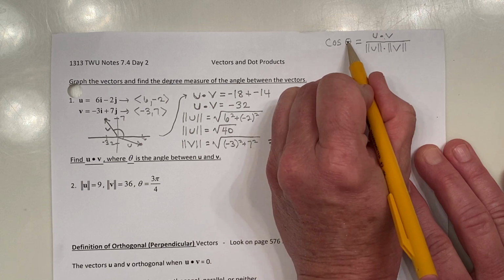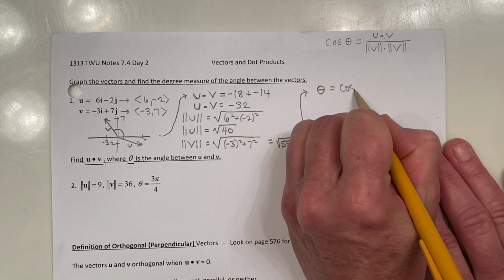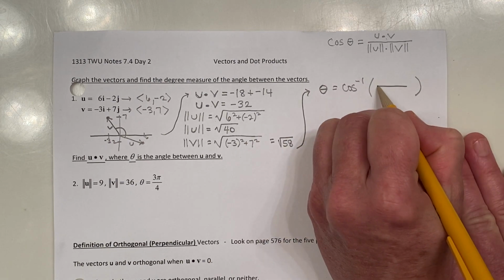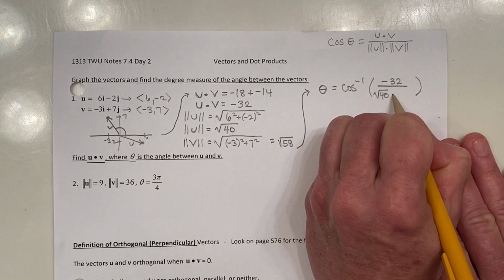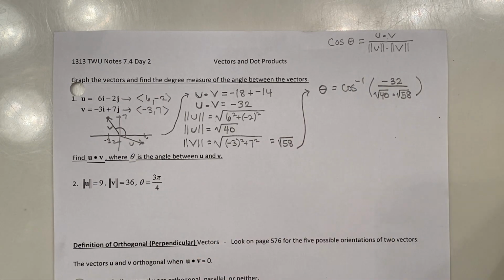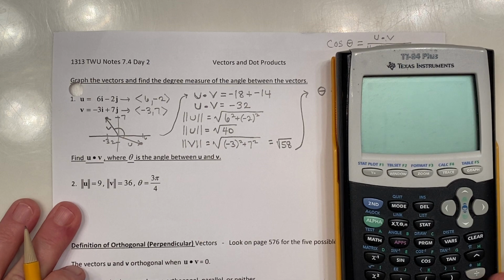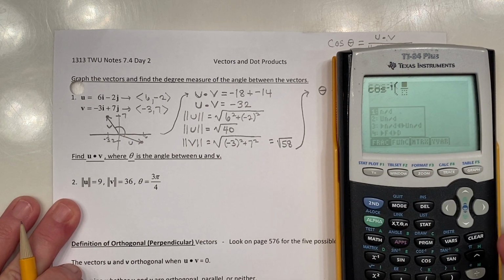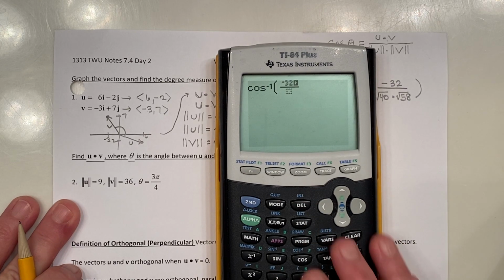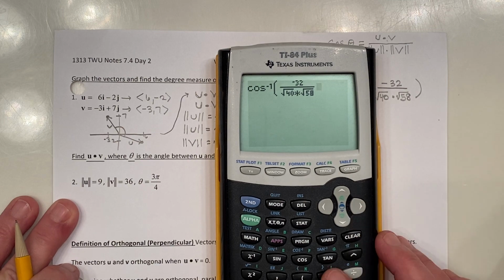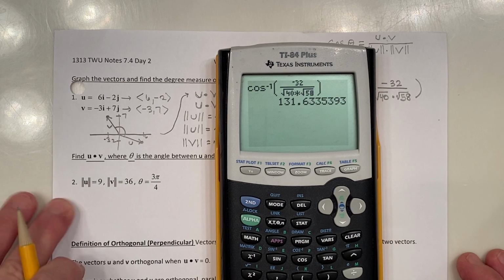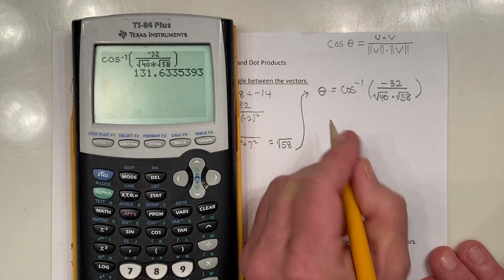To find the angle theta, we're going to do an arc cosine, and we'll assemble this fraction. So we've got -32 as the dot product, and the two square roots multiplied. Okay, let's go to our calculator. We have -32. Everything looks good. So to 3 decimal places, I'll record that degree measure angle.